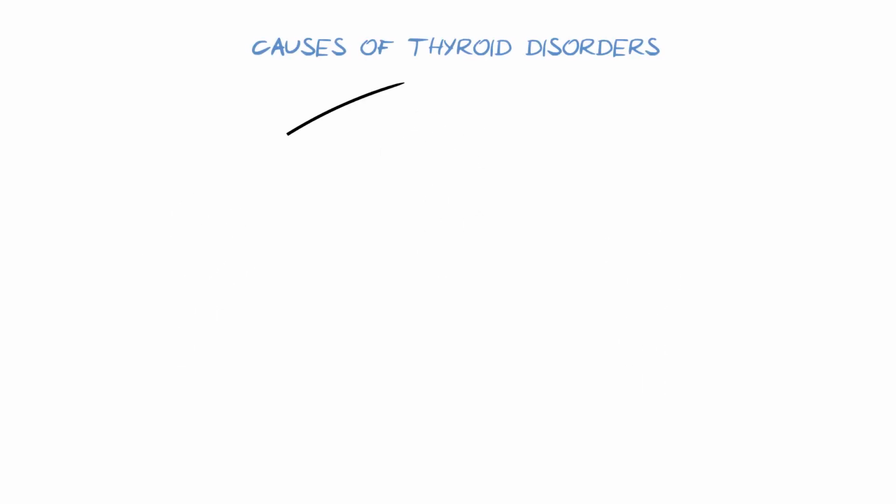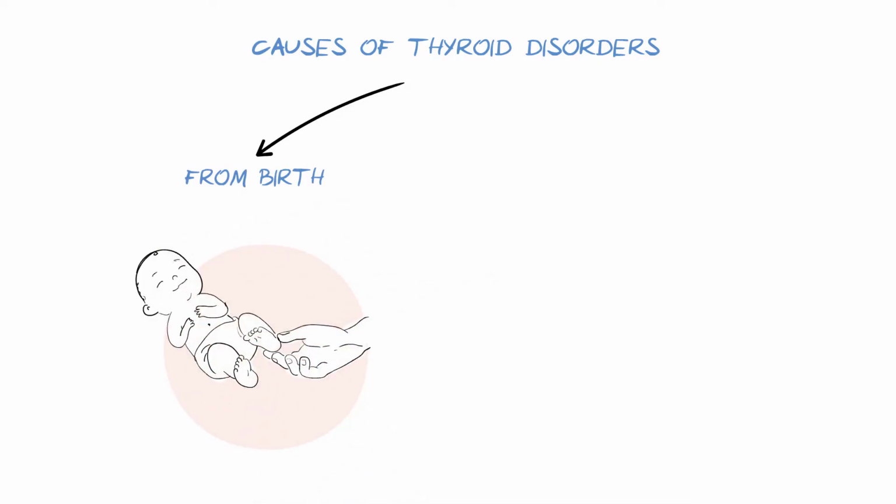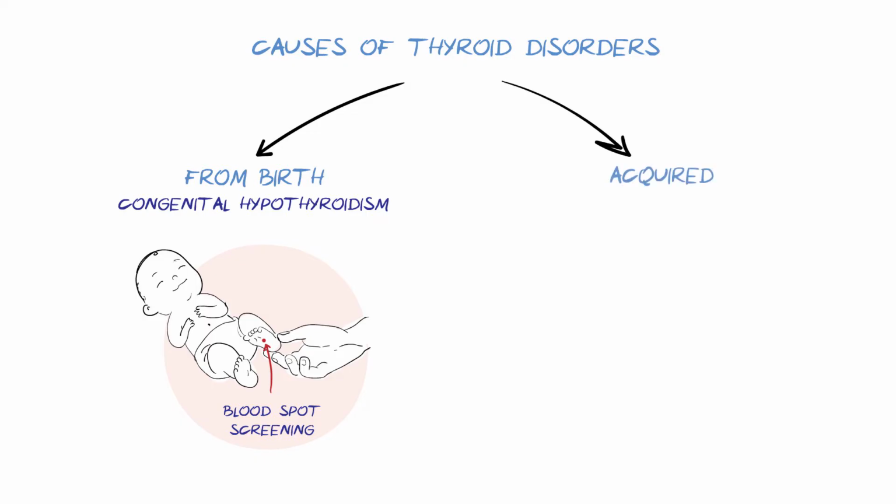So, what are these underlying causes of thyroid disorders? Rarely, hypothyroidism can be present at birth, when babies are born with a thyroid gland that does not develop or work properly. This is called congenital hypothyroidism, and all babies receive a blood spot test at birth to screen for this, so it is almost always picked up early. Thyroid disorders can also be acquired at any age throughout life, including childhood, through a range of causes.